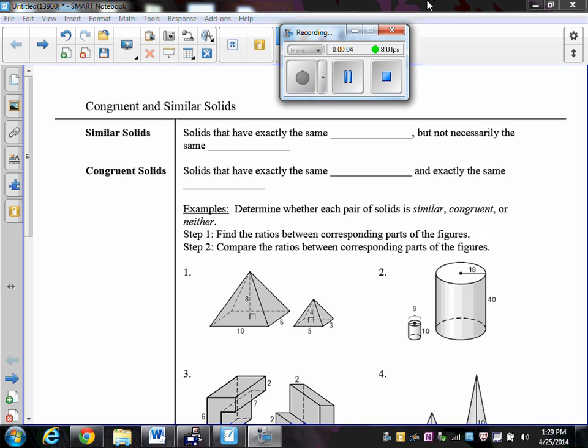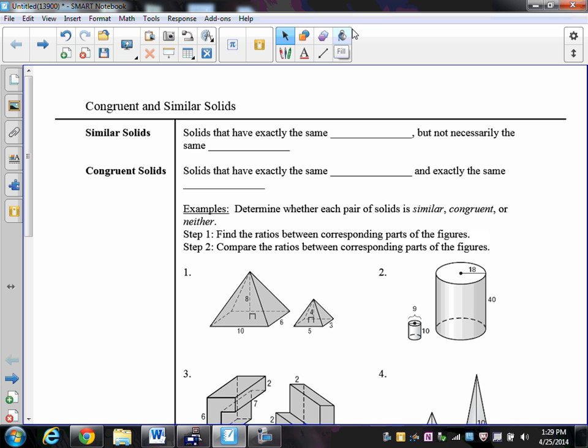So we're going to get started on day 3 of the solids unit, which is going to talk about congruent and similar solids. We talked about congruent and similar triangles before, so this shouldn't be all new to you. First off, we want to define similar solids. We should remember what similar triangles were.